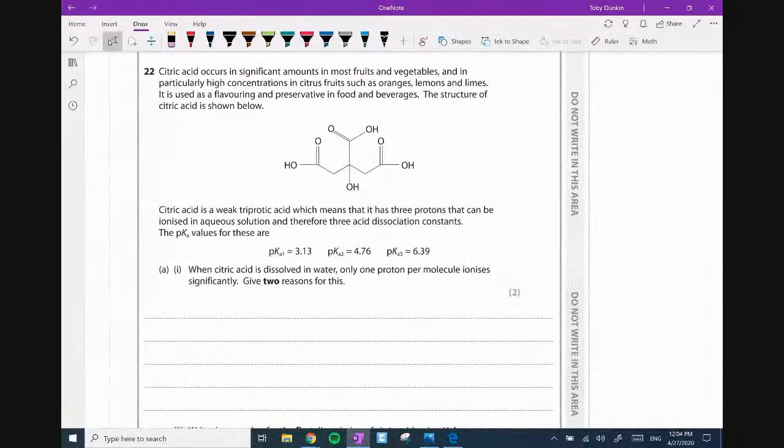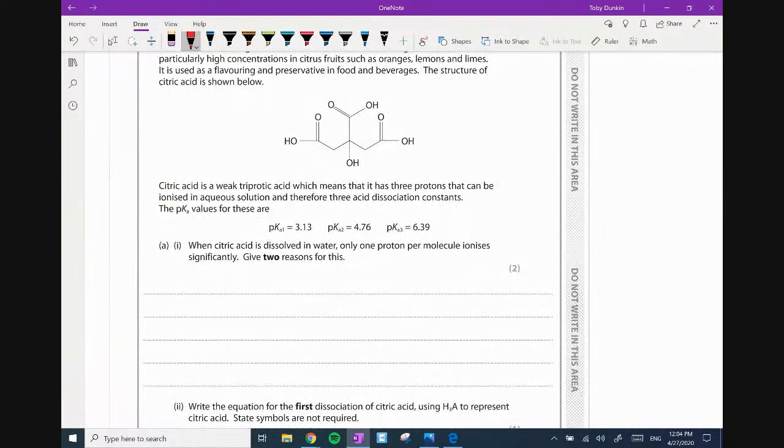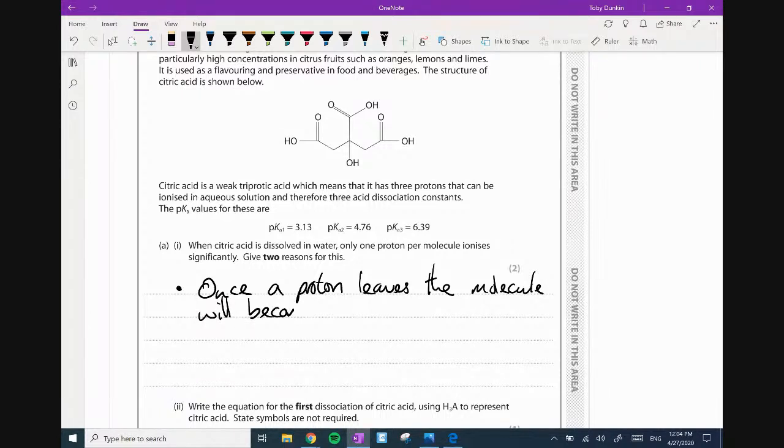Okay, acid-base theory. When citric acid is dissolved in water, only one proton molecule ionizes significantly. Give 2 reasons for this. Okay, so first reason, once a proton leaves, the molecule will become positively charged. That's actually the answer. That'll give it to me. Will become positively charged.